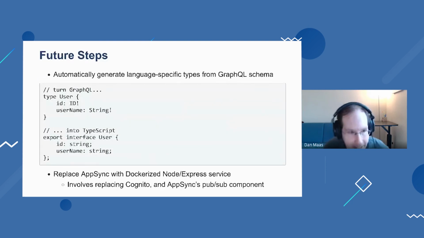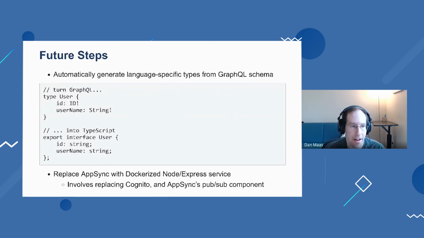So we got to the end here, and this is just things I want to do in the future to make our GraphQL integration even better. One big one is to automatically generate language types based on the GraphQL schema.